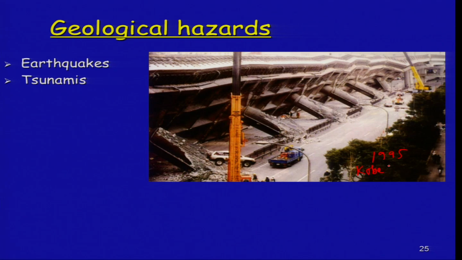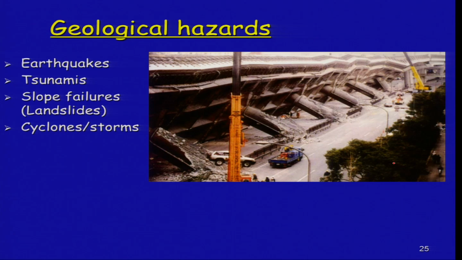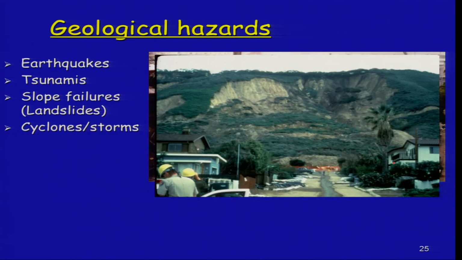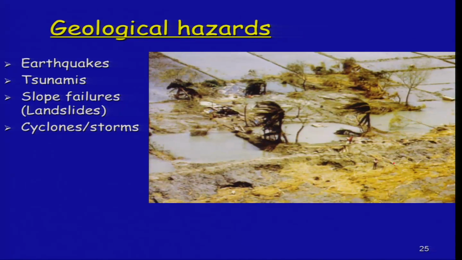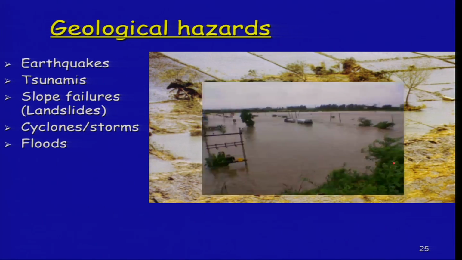okay, of magnitude around 7.6 or 7.5, and then another one is the tsunami, and then we have the slope failures, cyclones and storms. Okay, and so these are a few geological hazards which have been listed here, which definitely affect human settlements and property. Okay. Then of course the floods also.